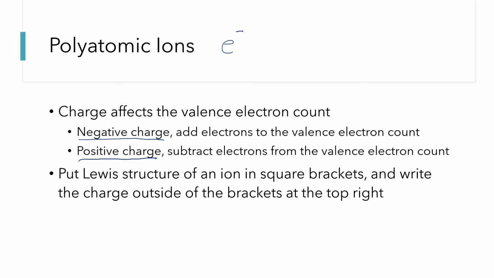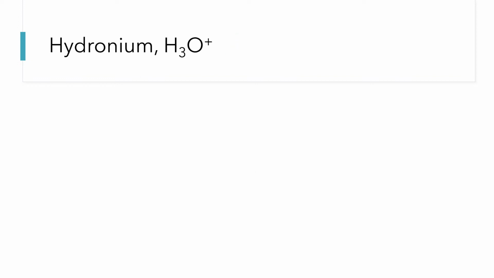So for something like ammonium, which is a +1, we're going to have to take away 1 electron from the valence electron count to represent that lost electron. And then, yes, we are going to need to use square brackets outside of our Lewis dot structure for a polyatomic ion.